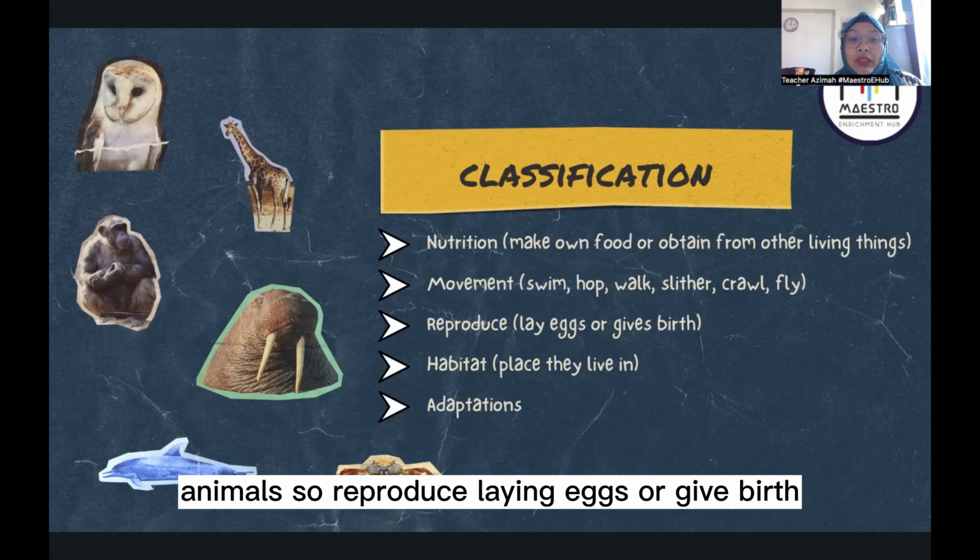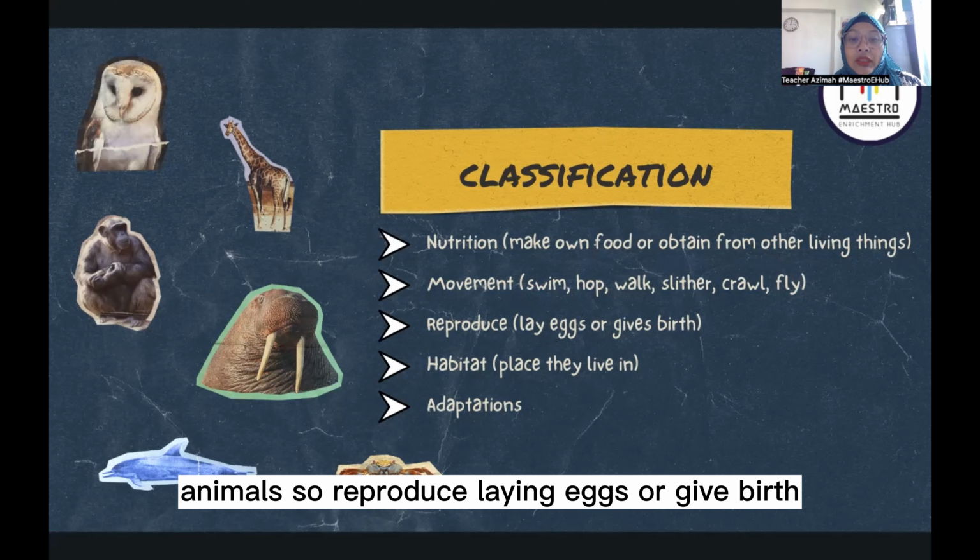So for now, we are learning about living things. Living things are classified based on nutrition, whether they make their own food, which is only for plants, or obtain it from other living things, which we have 3 different groups here: the herbivores, carnivores, and omnivores. So herbivores, they eat plants only. Carnivores, they eat meat only. Omnivores, they eat both plants and animals.